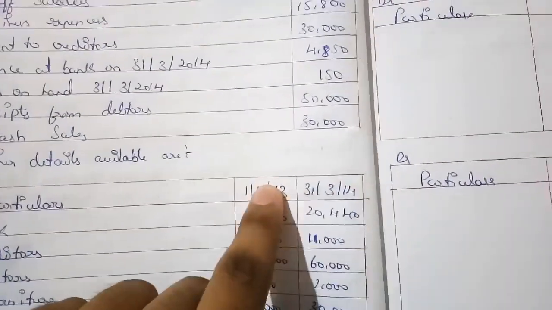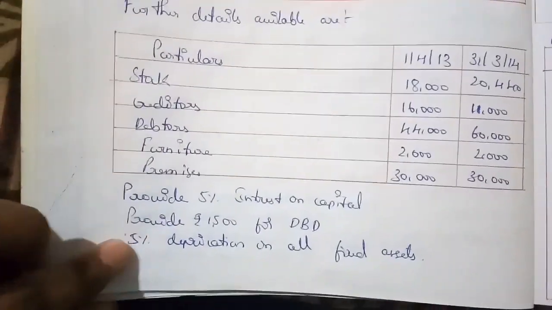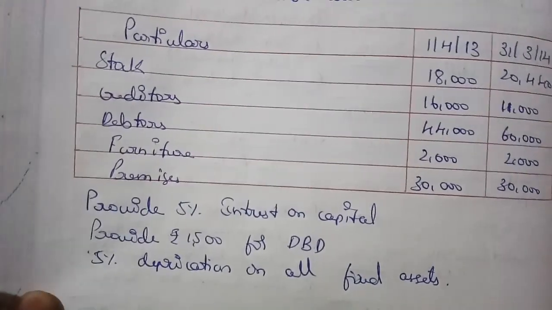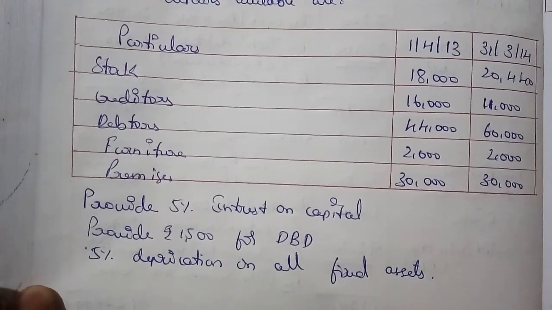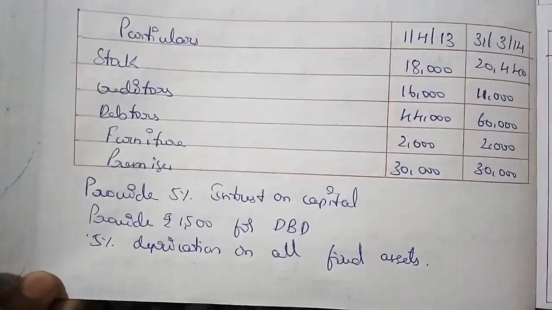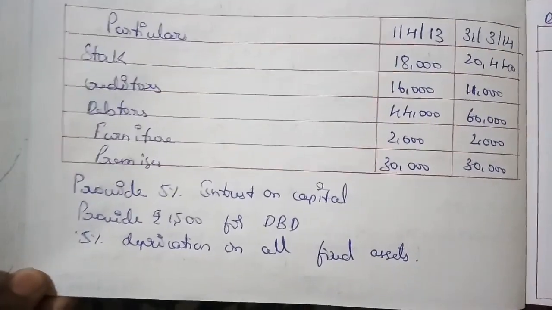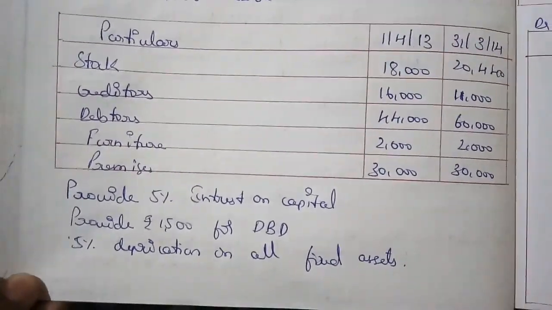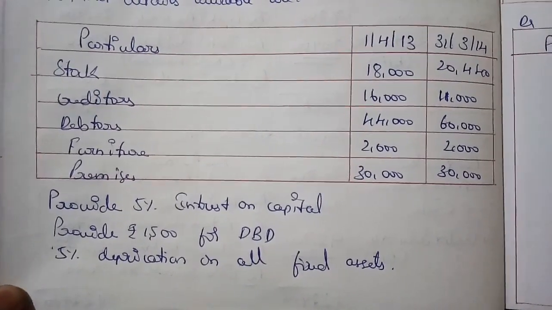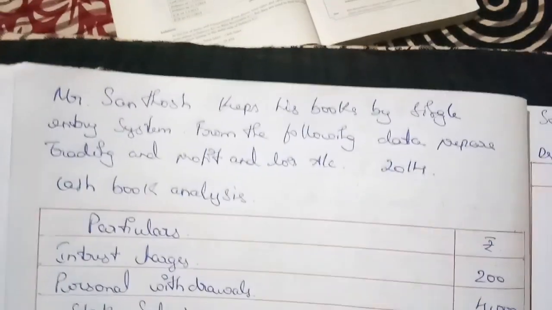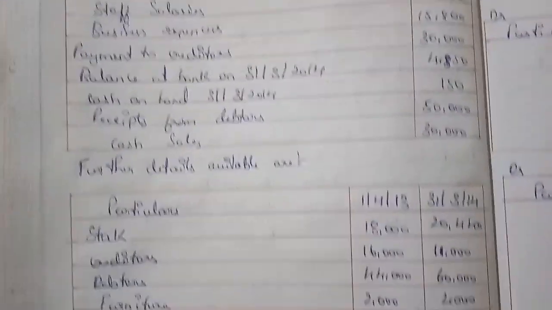13, 14, starting here, ending here. Okay, then we have some provisions also. Provide 5% interest on capital, provide 1,500 for WDB, and 5% depreciation on all fixed assets. So let's do this sum quickly.